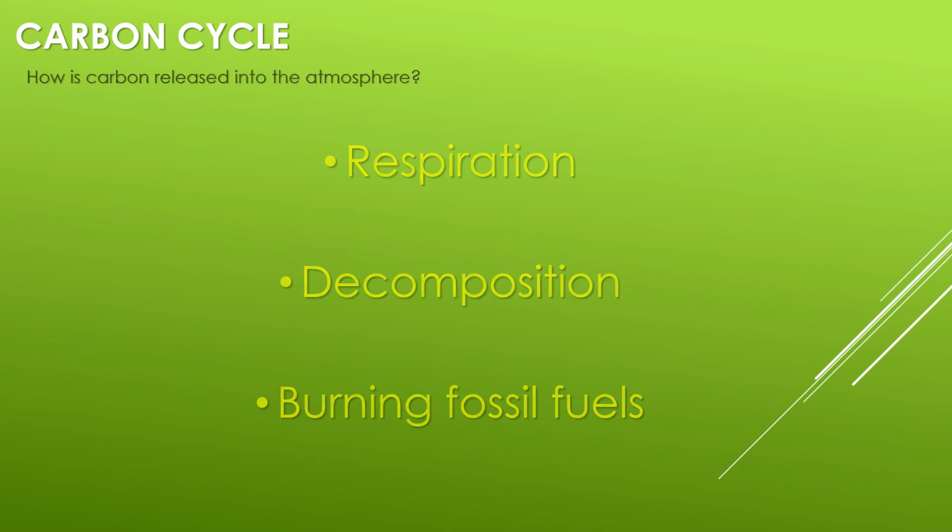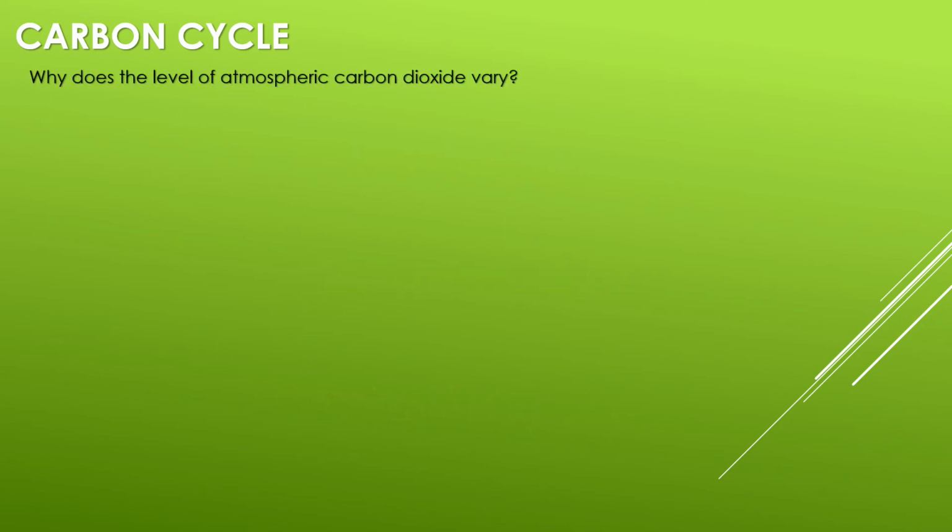But why do carbon dioxide levels vary? Essentially, photosynthesis can only occur in the light. So if photosynthesis isn't occurring at night, there's going to be more carbon dioxide in the air because less carbon dioxide is being taken in for photosynthesis to occur.